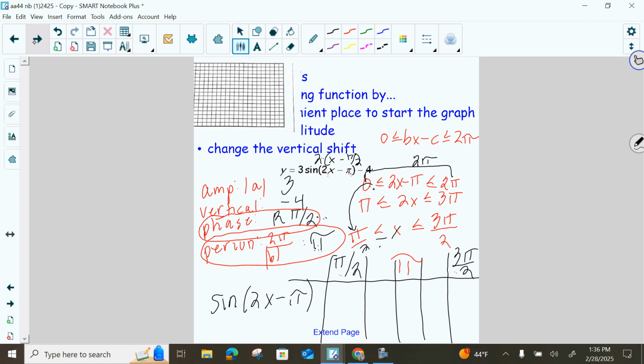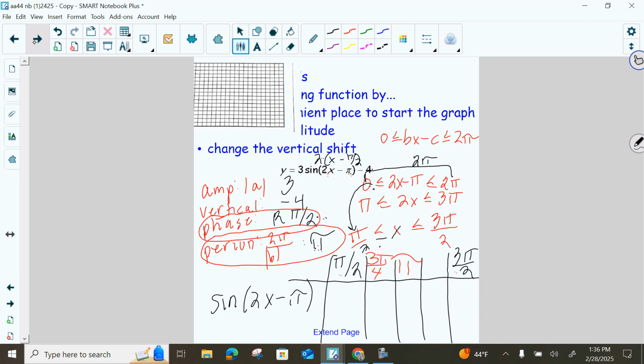Midpoints again. Pi over 2 and 1. Rocco, what's in the middle of that? Pi over 2 and 1. Think about it: 50 cents and $1. 3 pi over 4, right? 3 pi over 4.